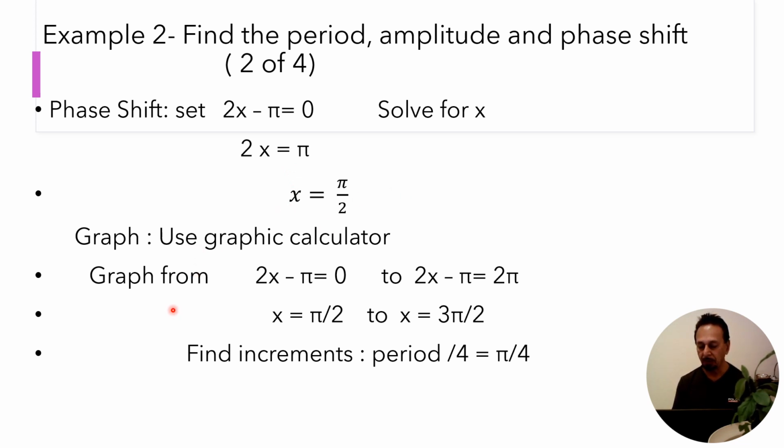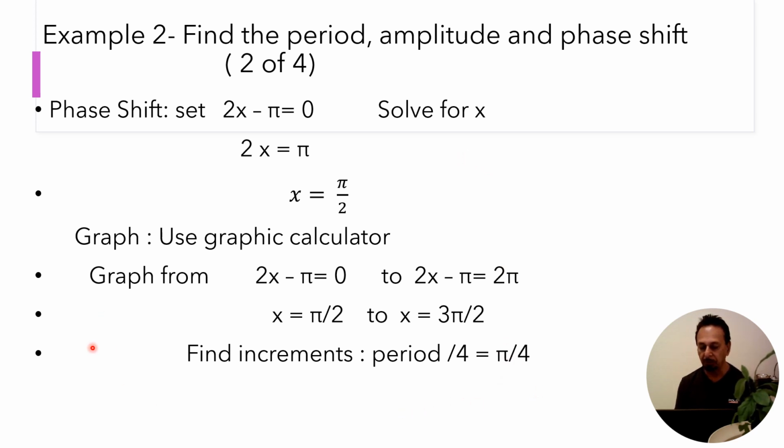Now you can use a graphing calculator, but here are a few hints. You can graph from 2x minus pi equal to 0 to 2x minus pi equal to 2 pi. So you solve for x, so x equal to pi over 2, and then solve for the other end: because you take the pi to the right, it becomes 3 pi, and then divide by 2, 3 pi over 2. And then you find increments: the period divided by 4, that's the formula. The period is pi, you found earlier, so the increment is pi over 4.